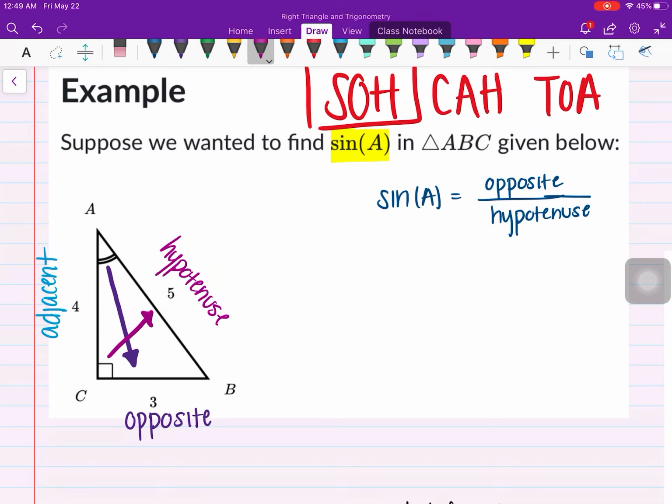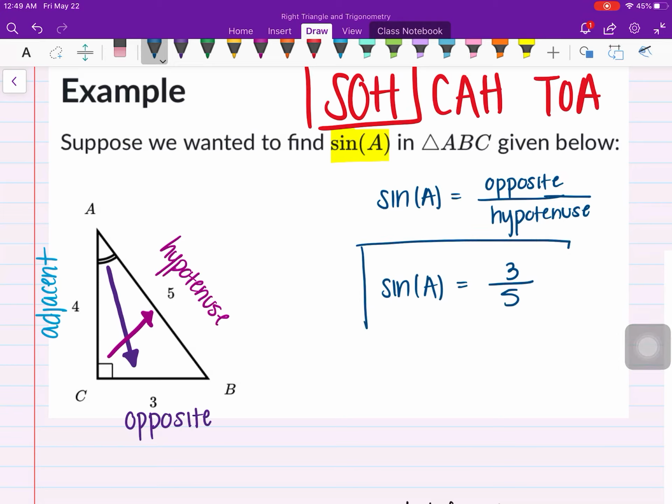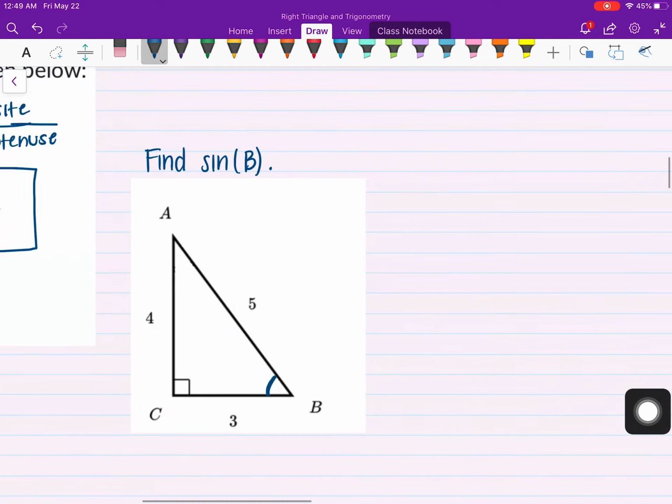So then in this case, they're asking us to find sine of A. So all they're doing is basically having us build the fraction here. So we have sine of A equals the opposite. Now the opposite side has a measurement of 3. So I'll go ahead and do 3 over my hypotenuse, which has a measurement of 5. So in this case, our final answer would be sine of A equals 3 over 5. And it's that simple.